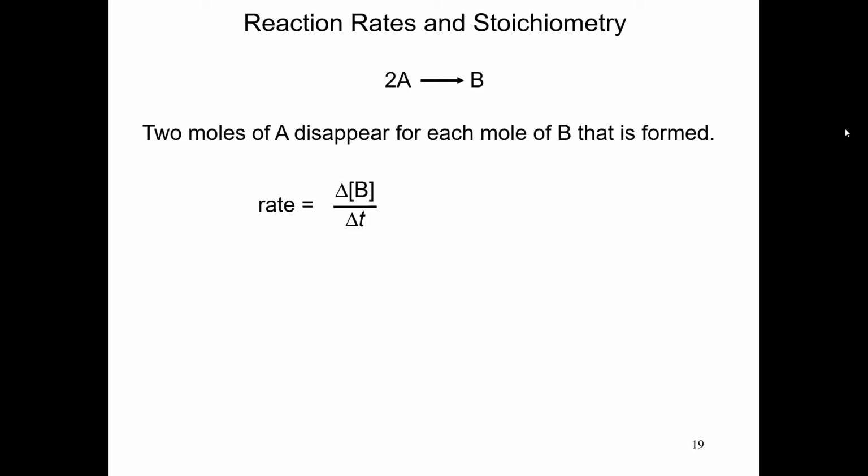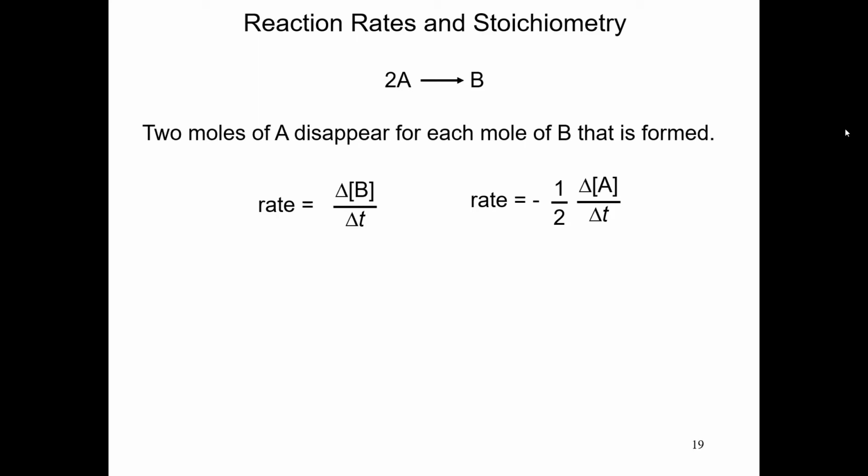But in this case, remember, since 2 moles of A disappear for each mole of B, that means that the rate at which B is formed is half of the rate at which A disappears. And to show that, we're going to use a fraction here. We're going to say that the rate is going to be minus 1/2 of the change in A per change in time. So let's consider that.